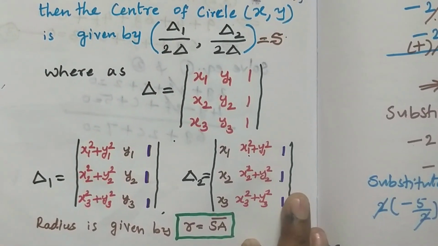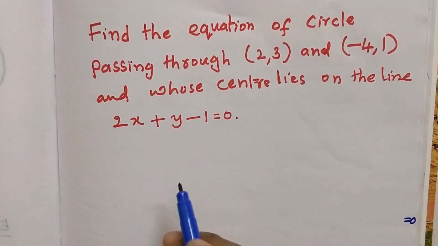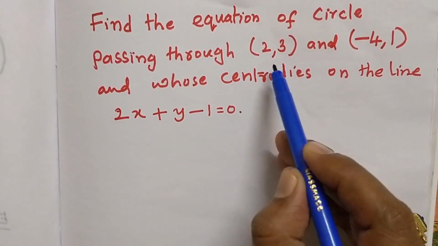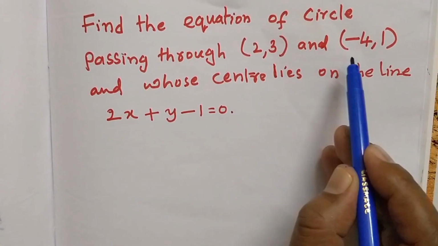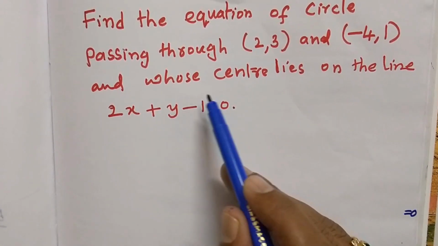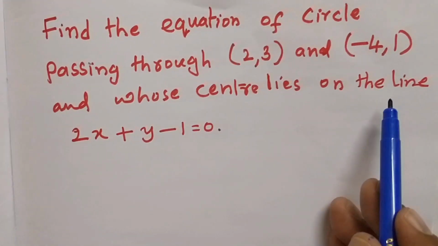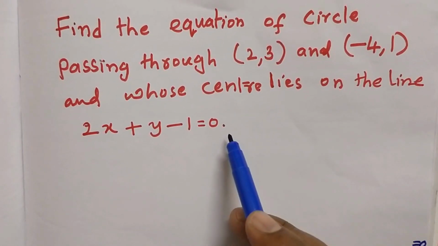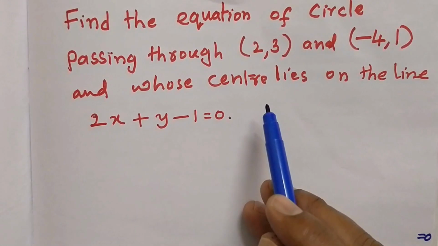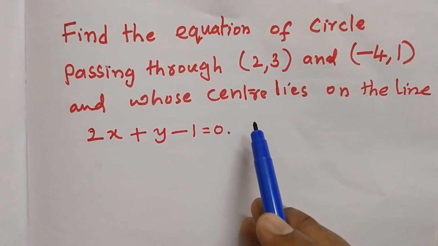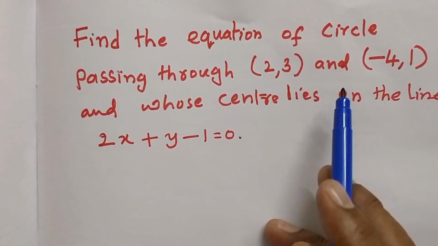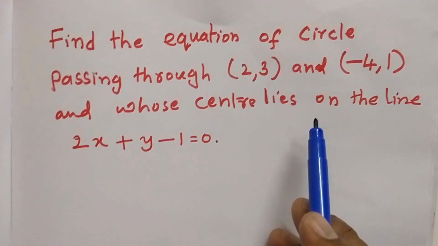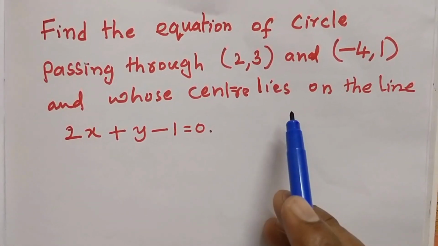Look here. There is another problem. Find the equation of the circle passing through the points (2, 3) and (minus 4, 1) and whose center lies on the line 2x plus y minus 1 is equal to 0. In the previous problem, he gave 3 points on the circle. Then you find the equation of the circle by solving the equations with 3 unknowns, find G, F and C, and substitute in the general equation to get the answer.